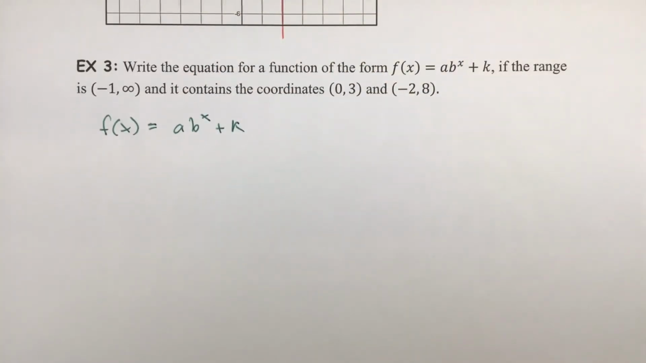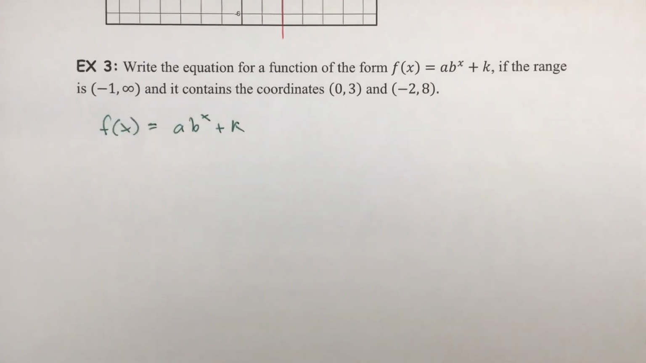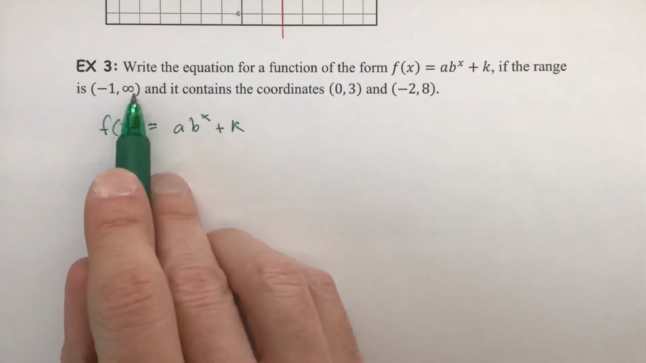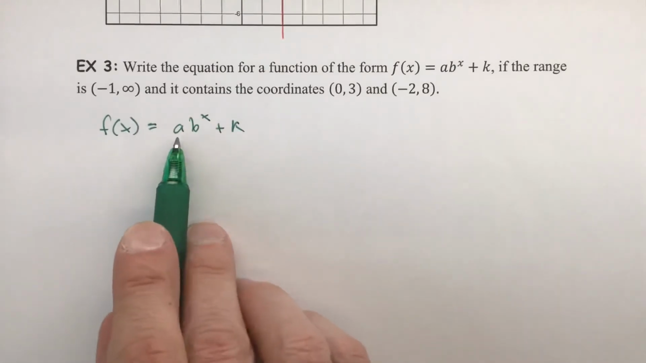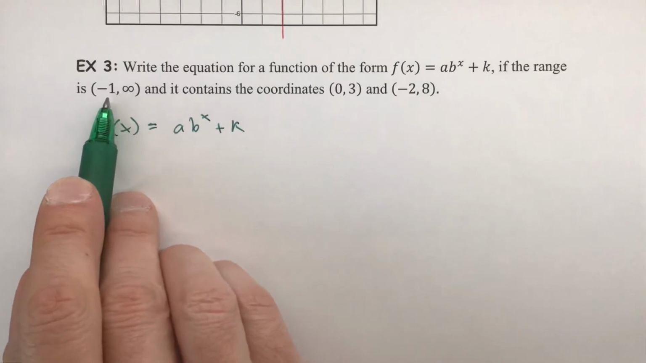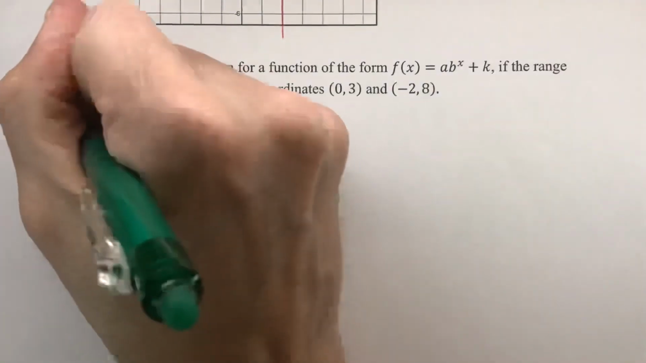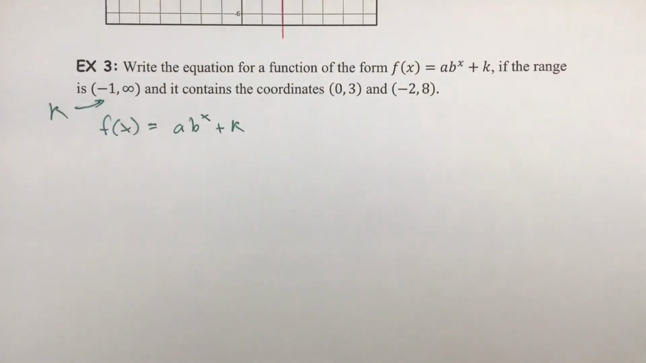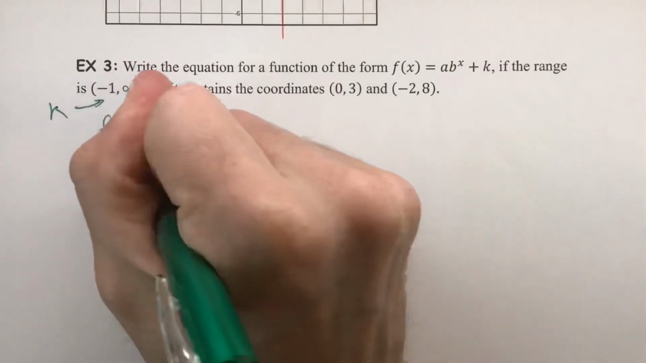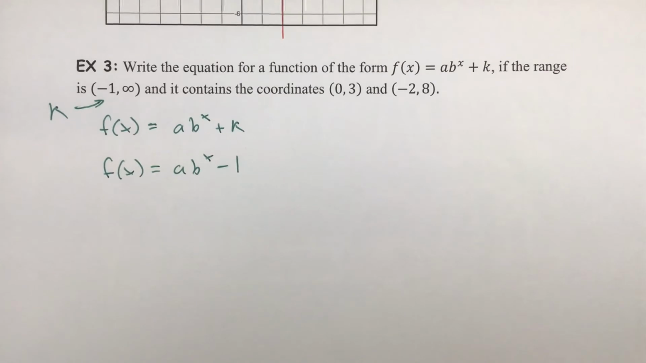The first clue that I'm going to use is the one that's right above it here. The range is going to go from -1 up to infinity. That tells us 2 things actually. One, the fact that it goes up forever means that our a value is going to be positive. That can't be negative. 2, it's bounded at -1, which means that this whole graph has been shifted down 1 unit. In other words, that is k. That's your k value. So we've got f of x is equal to a times b to the x minus 1. We've got that much figured out so far.